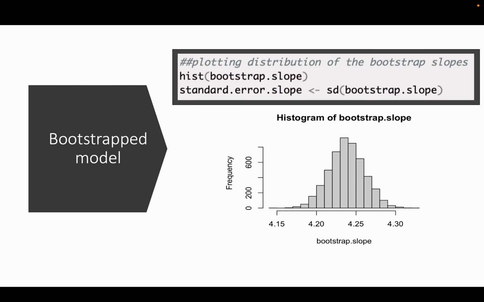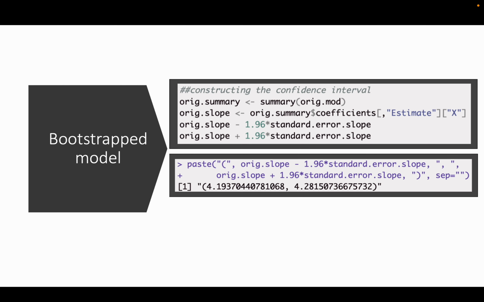In this slide here, I'm showing the sampling distribution of the slopes, or the beta estimates, associated with the 5,000 bootstrap linear regression models. We can see that the bootstrap slope distribution is approximately normally distributed. In the next slide, I will cover how to use this distribution and the standard error to compute the confidence interval.